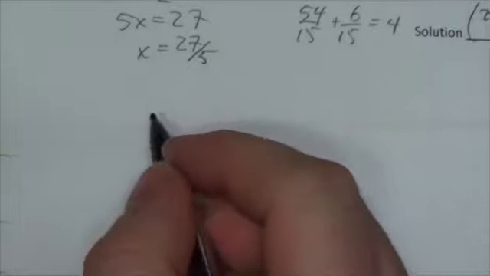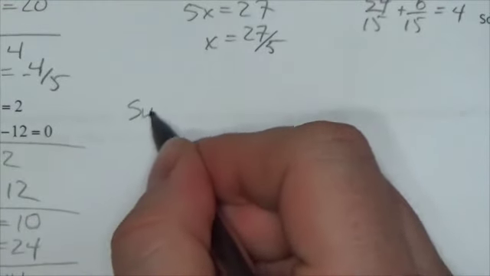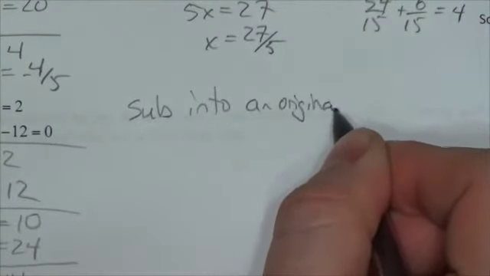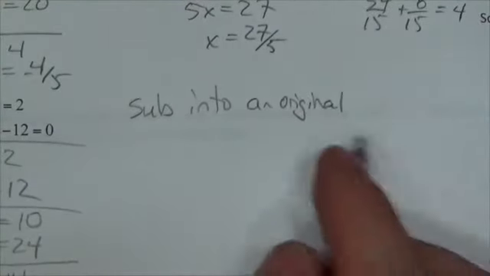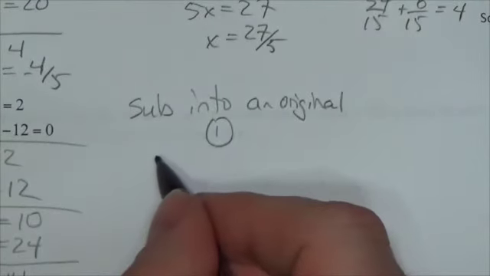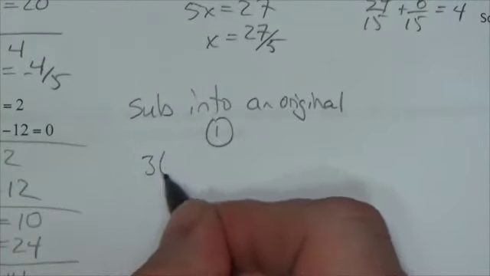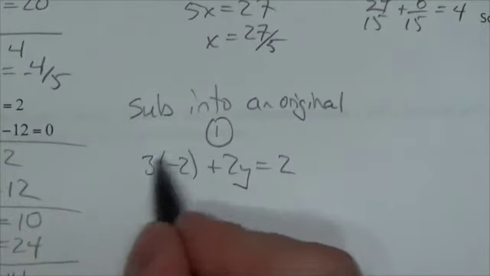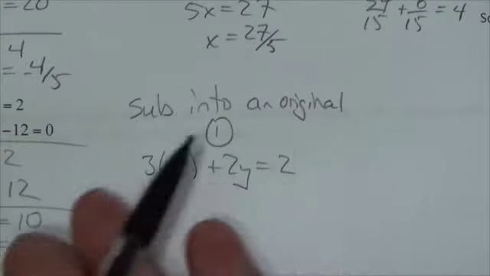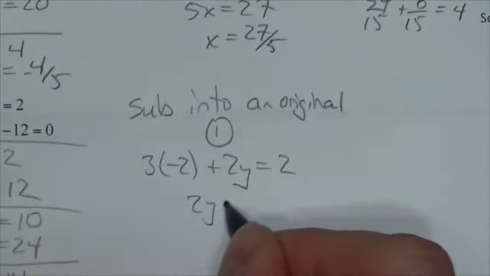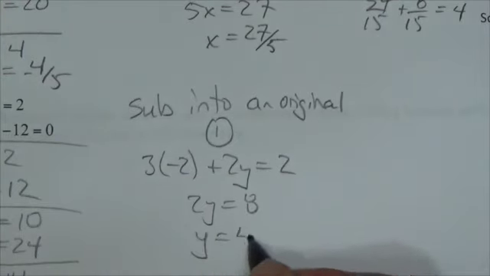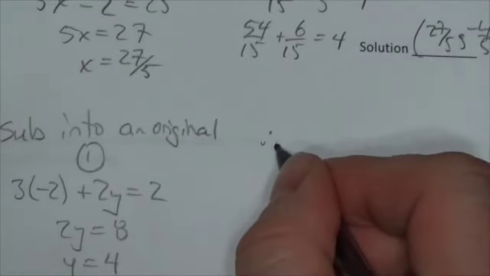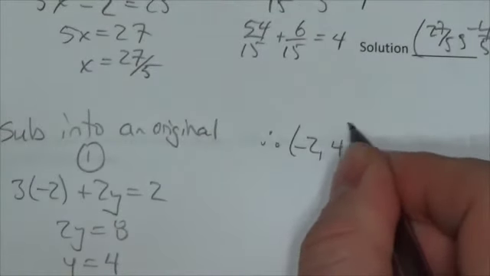All right, so now we move on here. It's the same as we've done over and over again. We're going to sub into an original. Doesn't really matter which one. Let's choose maybe equation 1. So in the original equation 1, this is going to be 3 times negative 2 plus 2y equals 2. So there's negative 6. And when I bring that over, I'm going to have to add 6. This will become 2y is equal to 8, or y is equal to 4. And there we go. We got our point here. So therefore, the point that we were looking for was negative 2, 4.